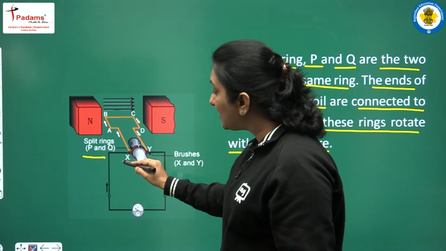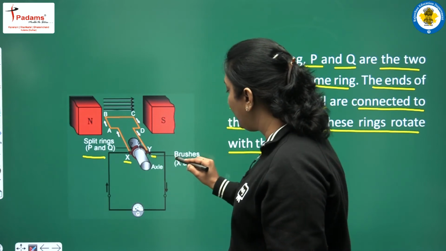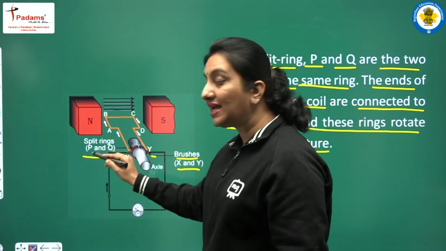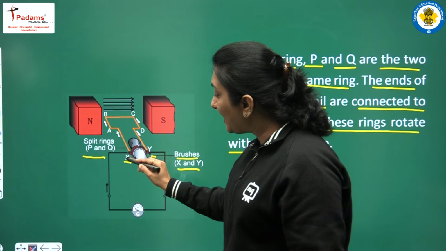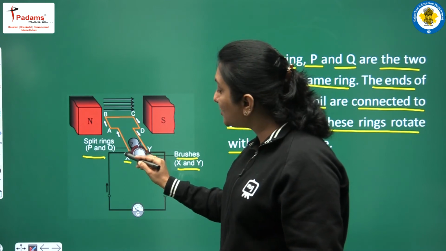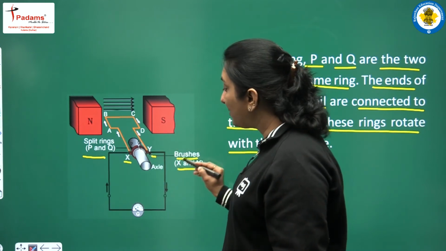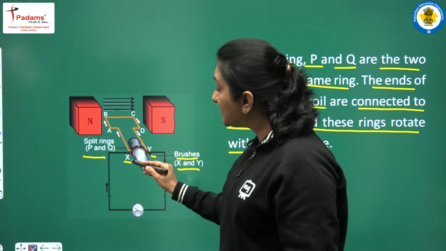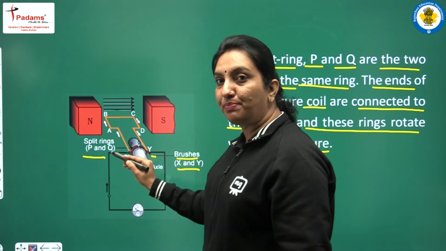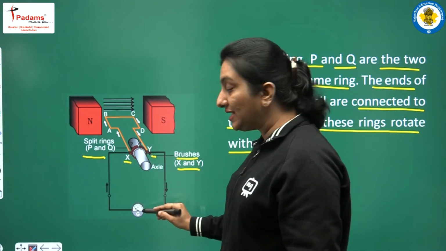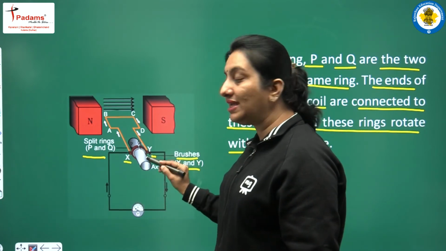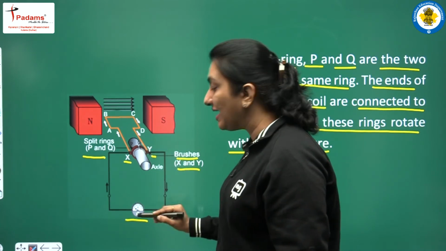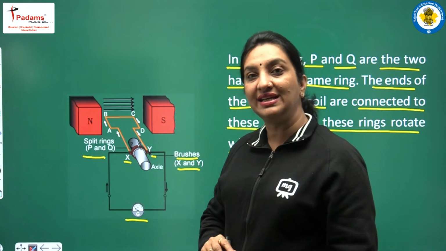And what we see is that the two brushes, here we have named the brushes as X and Y and the split rings as P and Q. So the brush X is pressed against P and the brush Y is pressed against Q. And what we see is this brush X connects the split ring P to the external circuit and the brush Y connects the split ring Q to the external circuit where we have a galvanometer attached.